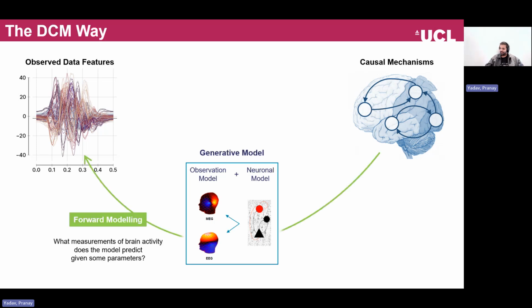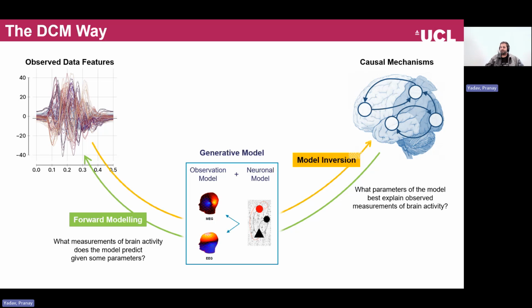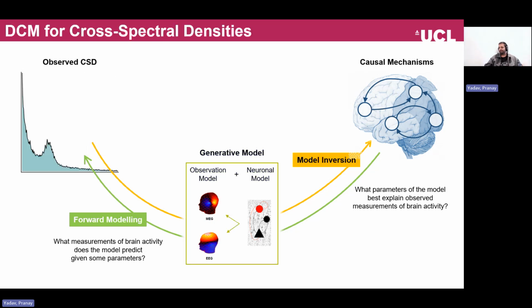The forward direction of modeling asks what measurements of brain activity does the model predict given changes in some parameters. Whereas, and this is something we are more interested in, is model inversion, which is what parameters of the model best explain any observed measurements. In DCM for CSD, the observed data is cross-spectral densities.